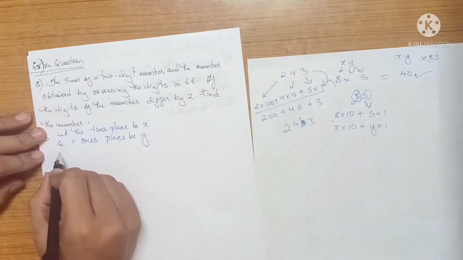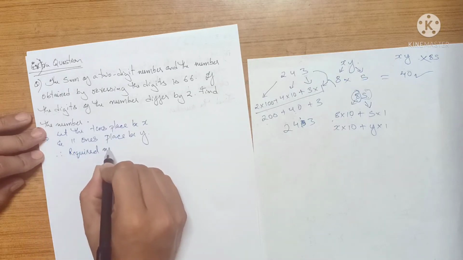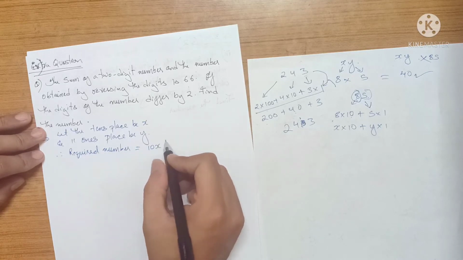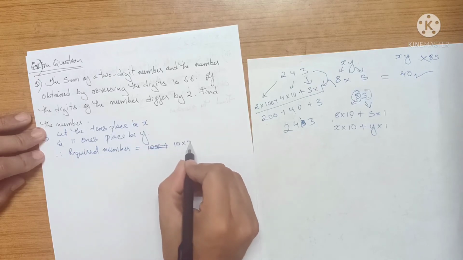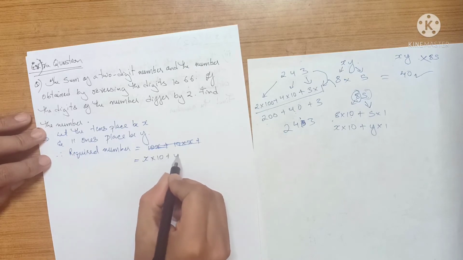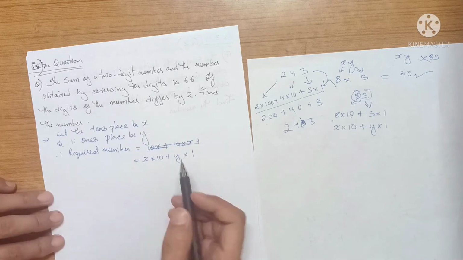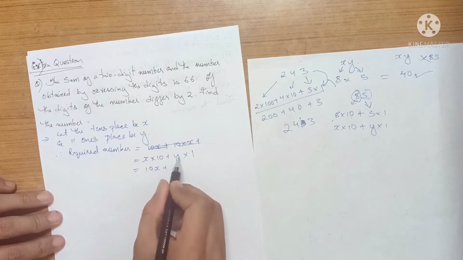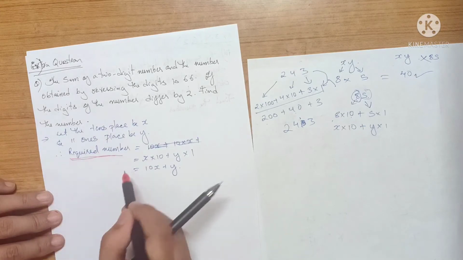Therefore, the required number will be equal to 10 into x plus y into 1. Let's write it like this so that you will understand next time: x into 10 plus y into 1. x into 10 because it's the 10th place, and y into 1 because it's the 1's place. So this will become 10x plus y, since y into 1 is y. So the required number is going to be this.